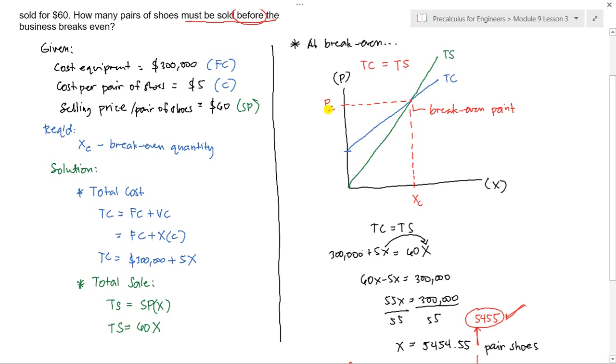For break even price, use the exact decimal point. However, for the break even quantity, always round up, if it is not indicated whether it is before or after the business breaks even.